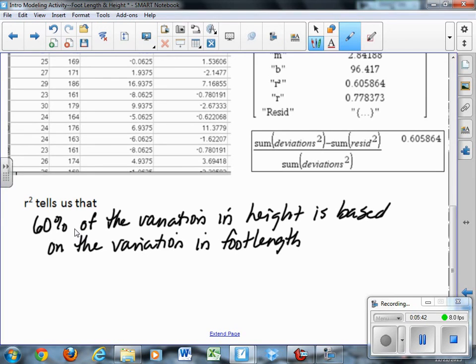So that's what R squared tells us. It's a very useful measurement tool, very useful piece of information. We talk a lot about it in statistics. So if you take AP Stats next year, you'll have a little leg up on the competition.